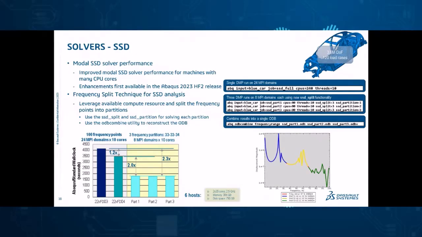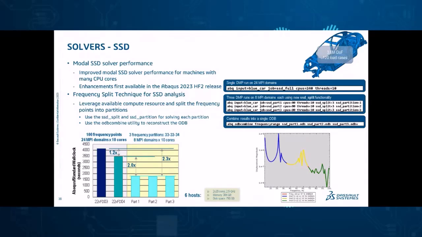There's no need to change the input file. To use this technique, you just access it by using the SSD split and the SSD partition options on the command line. And then you can use the Abaqus ODB combine utility to combine those ODBs back into a single ODB.